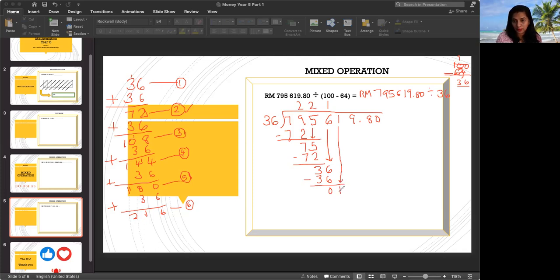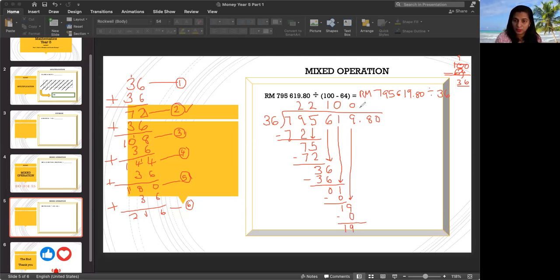So bring down your 1 and ask yourself, how many 36 can go into 1? 0. So put in that 0. 0 times 36, 0. 1 minus 0, it's 1. Then you bring down your 9. Ask yourself, how many 36 can go into 19? Obviously, your answer is still a 0. So 0 times 36, 0. 19 minus 0, it's 19.